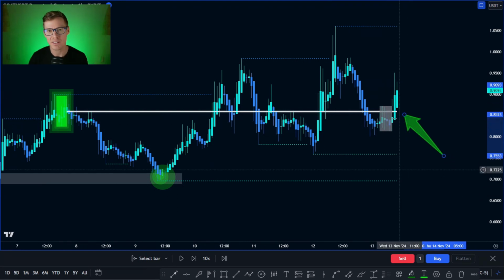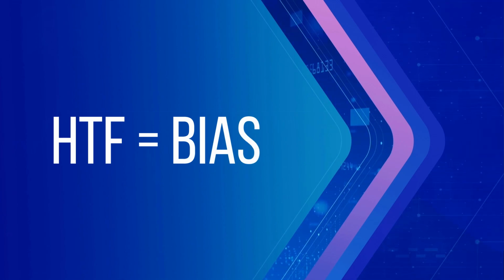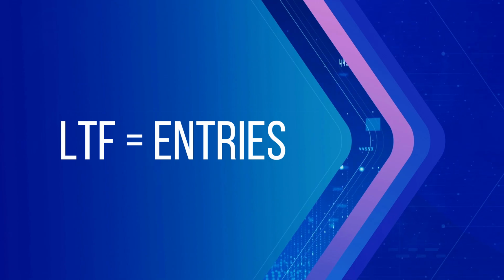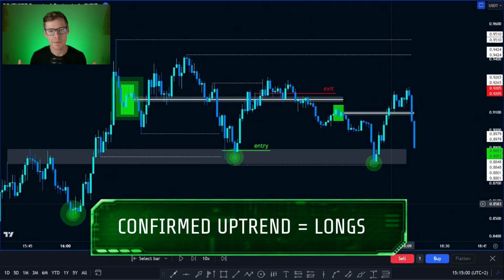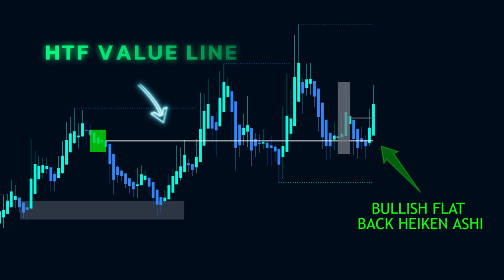This is one of the signals that lets us know this is the time to start looking for a trade. So we always look on the higher time frame first. Once the higher time frame confirms this, then we jump onto the lower time frame and we start looking for entries, since the higher time frame had confirmed that we were moving in an upward trend by breaking above the higher time frame value line, as well as flashing off a flat back Heikin-Ashi candle.